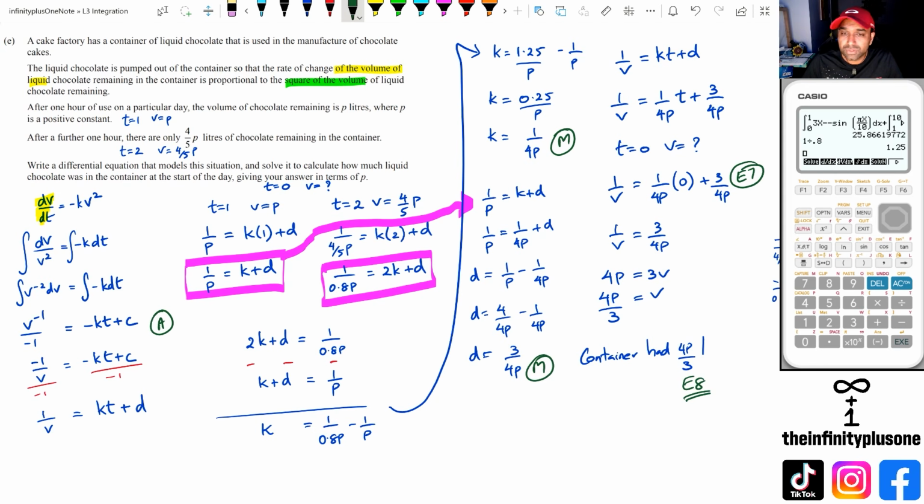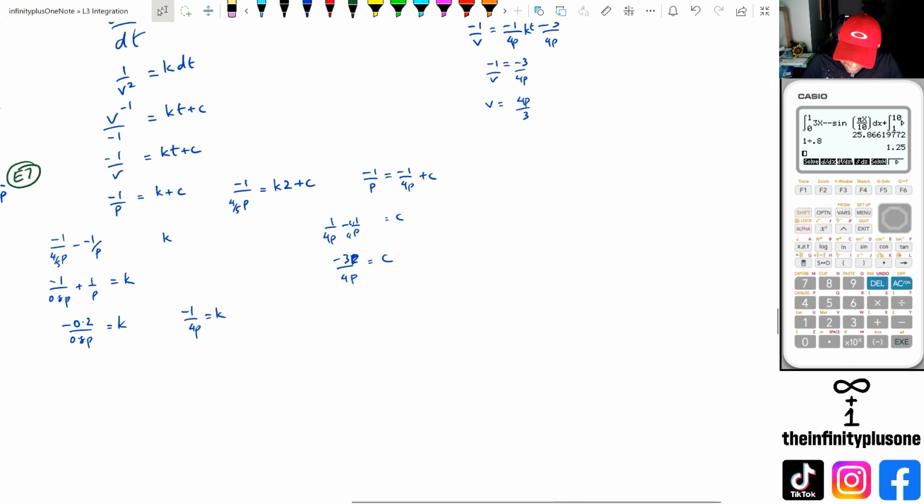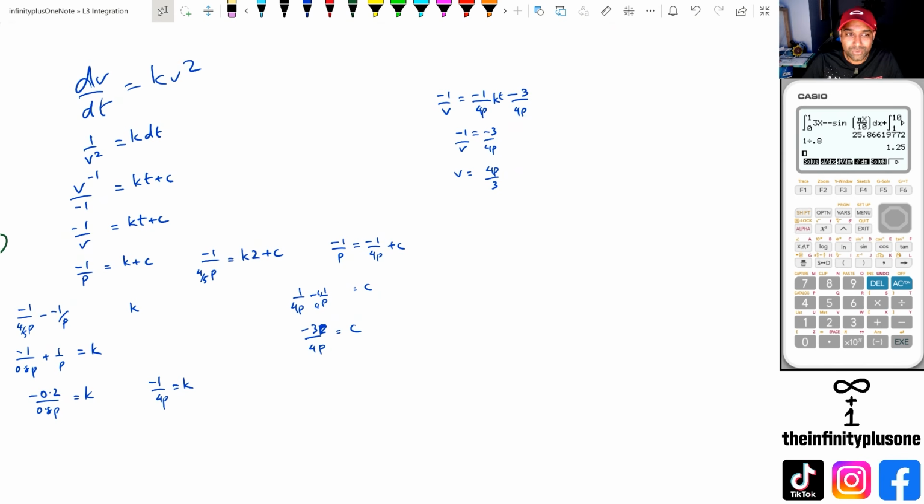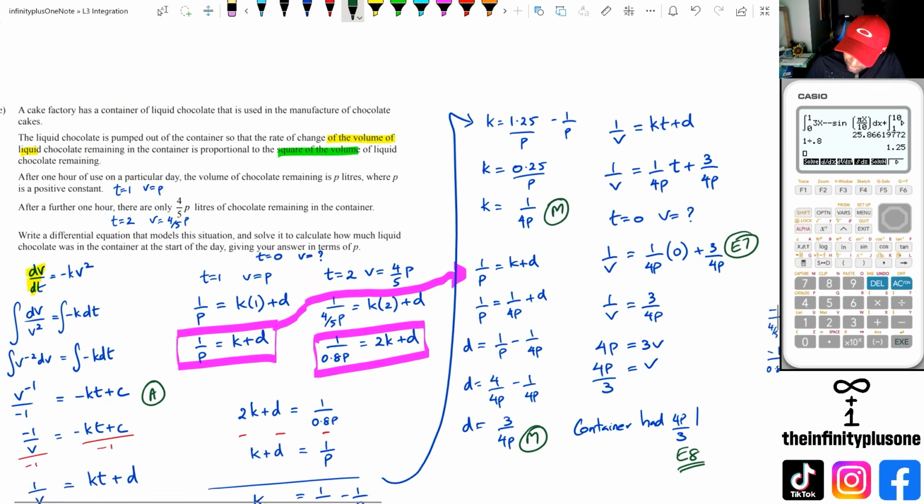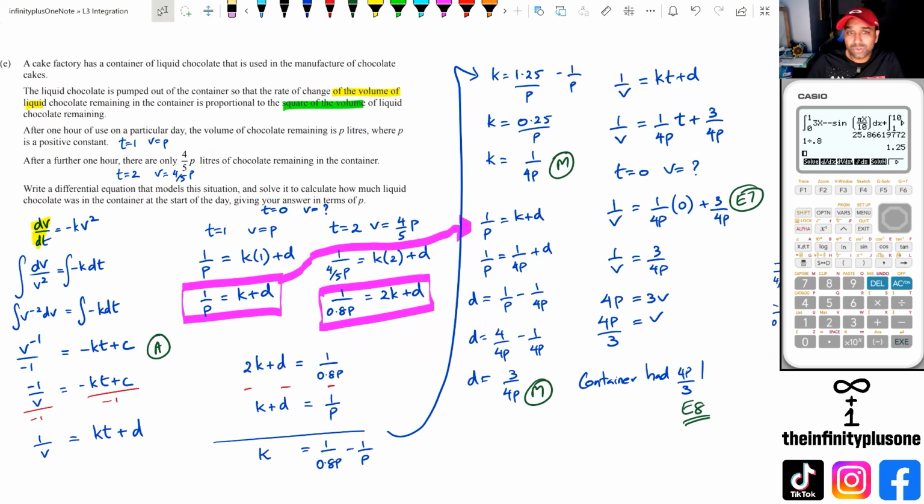Now, I did say to you folks, what happens if you had actually done it with k as positive? So if we did dv/dt equals kv squared. This is not the best work. I did do it as positive k, just as a quick rough sketch. And when I did that, I actually got k as negative 1 over 4p, and I didn't even change the c value. I was just being purely lazy. And I ended up with negative 3 over 4p, and lo and behold, I got the final answer there, which was still 4p over 3. So yes, that is pretty much question 2 for us.